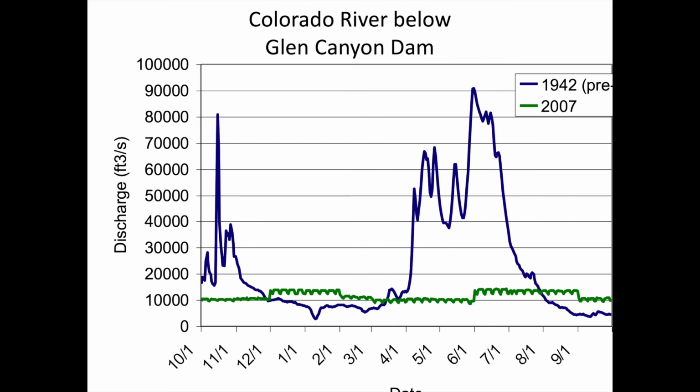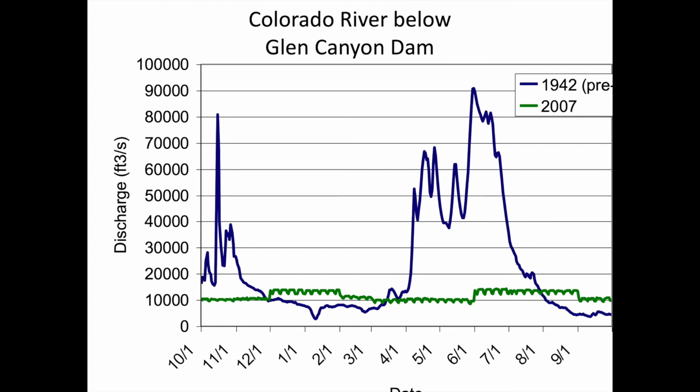We can zoom in and see what this looks like over the course of a typical year. The blue line represents the hydrograph before Glen Canyon Dam was built, and the green line represents the hydrograph after it was built. Note the very, very even flow throughout the year after the dam compared to before the dam, with a little bit of a bump up in the winter heating season and the summer air conditioning season.